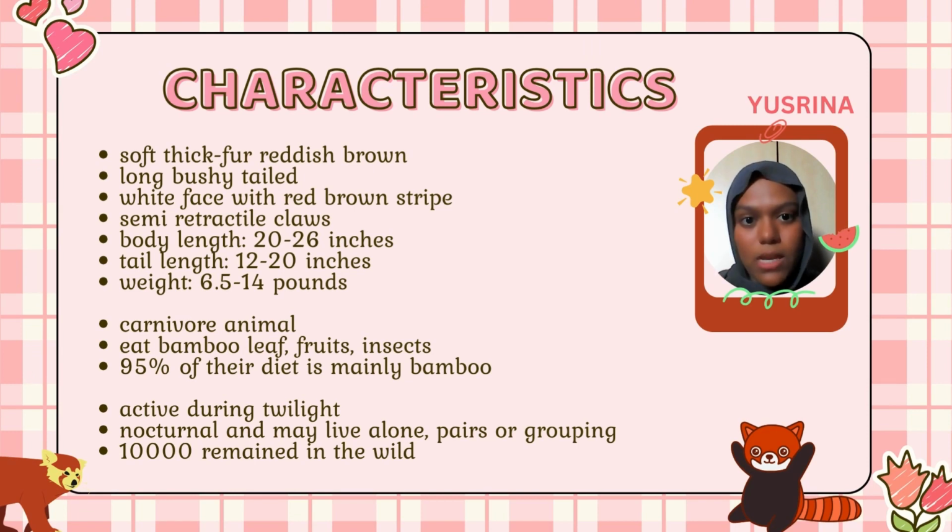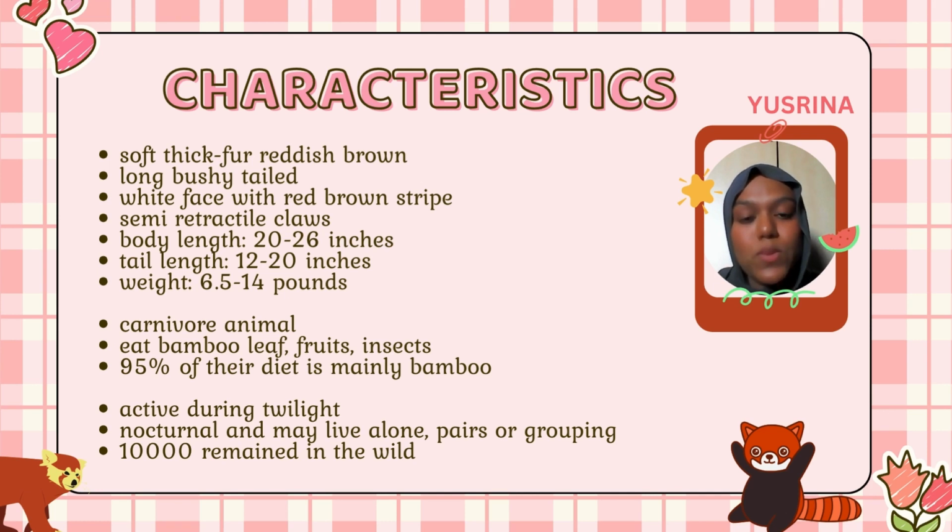The characteristics of red panda are soft thick fur, reddish brown above and black underneath, and a long bushy tail that is finely ringed. It is a raccoon-like mammal about the size of a large domestic cat. Their face is usually white with a stripe of red-brown from each eye to the corners of the mouth, and they have semi-retractile claws. This helps them camouflage from predators as they blend in well with their forest habitat.